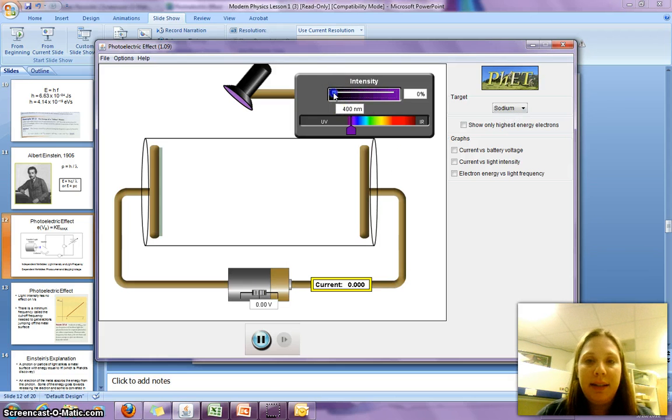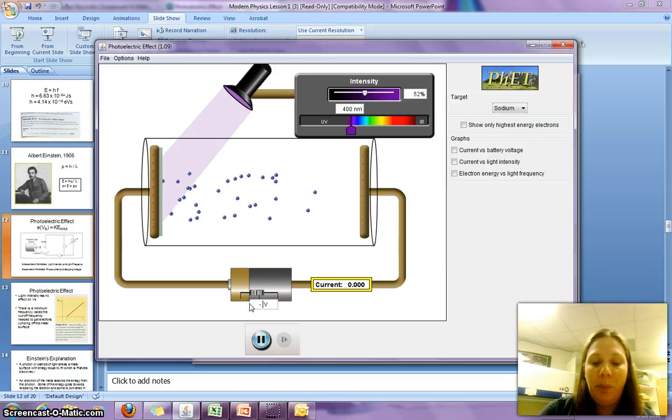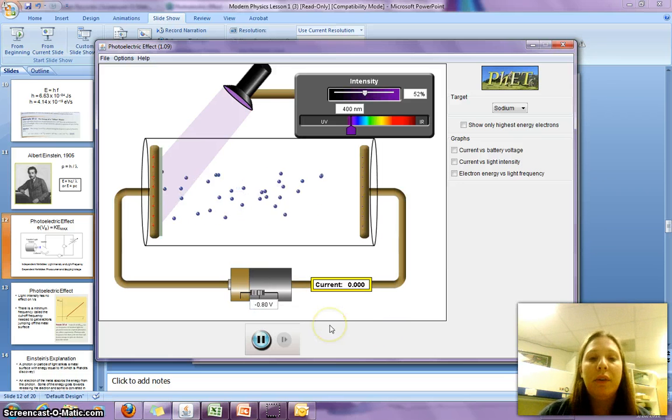So as I increase the intensity, I'm going to turn it up to 50%. You can see that electrons start to jump off of the emitter and be collected by the collector, and I have a current here. So what I'm going to do is determine what the stopping voltage is. All I do is turn the battery on, and adjust it until the current is 0. Since I've already done this before, I know that it's about negative 0.8 volts, where it first starts to get to 0.